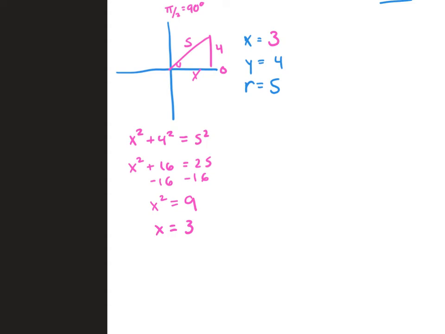Can we get a plus or minus? Good question. But is x positive or negative? It's positive because it's in the first quadrant. So we could get a negative, but since x is in the first quadrant, it's going to be positive. Everything's positive in the first quadrant.